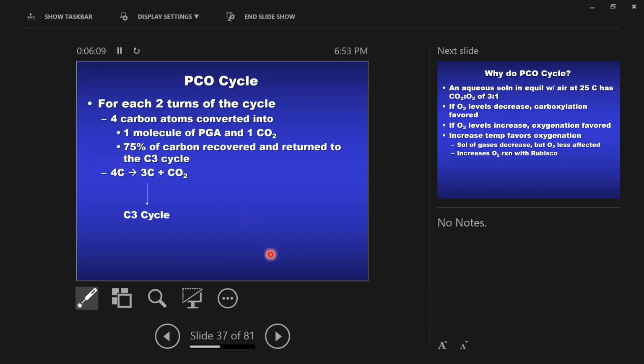But in general, when they do experiments on these plants, if you force the plant to run the PCO cycle a lot, they don't do well. They suffer. Their biomass crashes. They don't get nearly as much biomass by the end of their life cycle. And so they generally consider it not such a great thing for a plant to be running continuously or frequently.